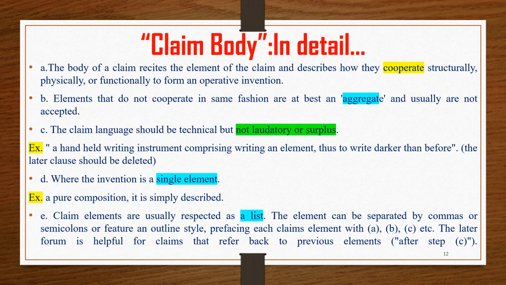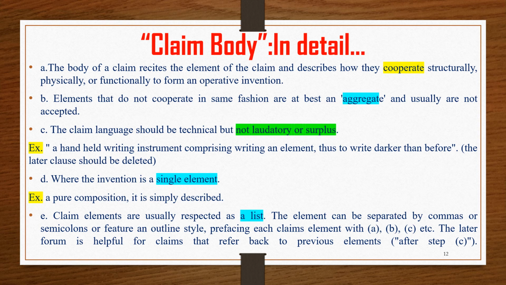Now we shall proceed with claim body in detail. The first point is the body of a claim recites the elements of the claim and describes how they cooperate structurally, physically, or functionally to form an operative invention. The next point is elements that do not cooperate in the same fashion are at best an aggregate and usually are not accepted. Point number 3.